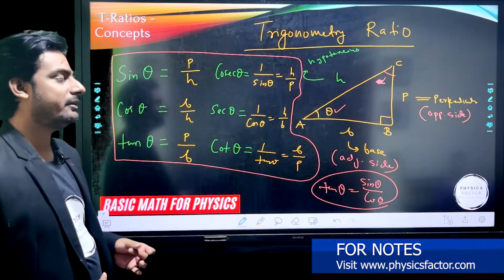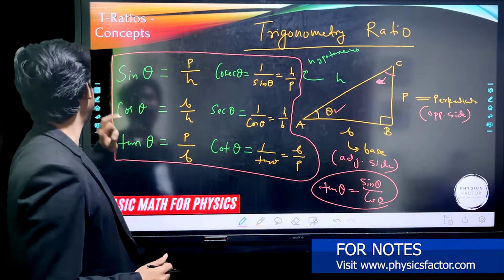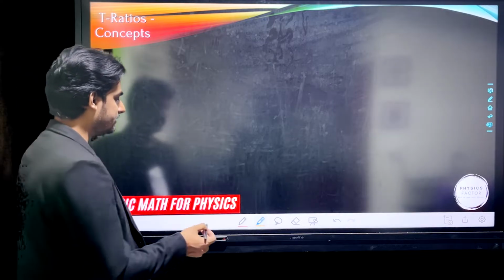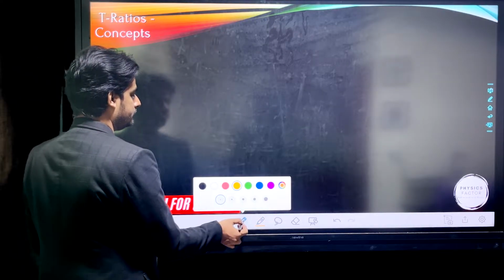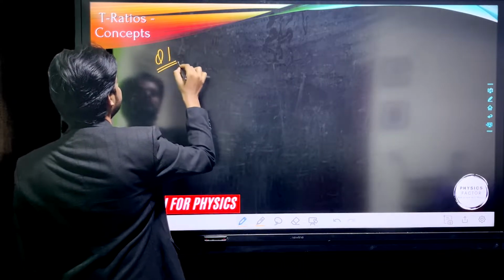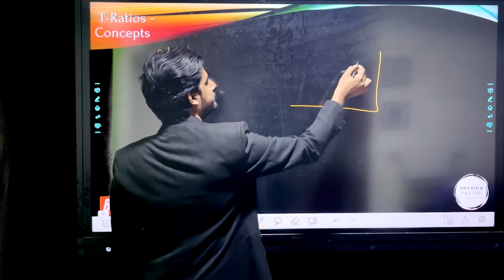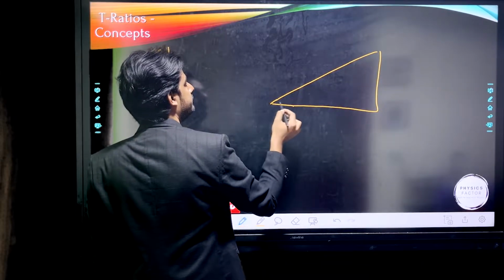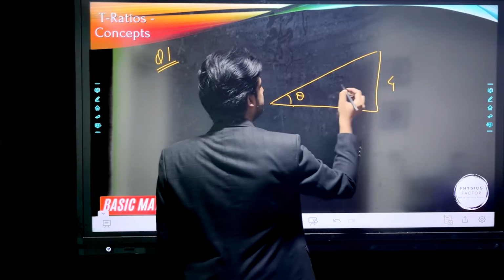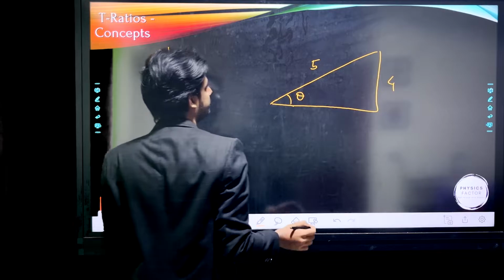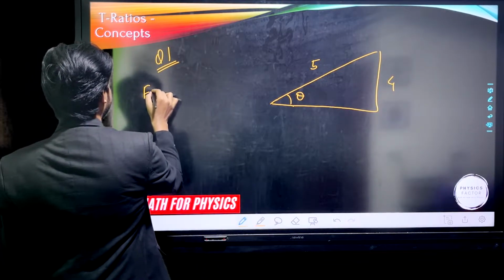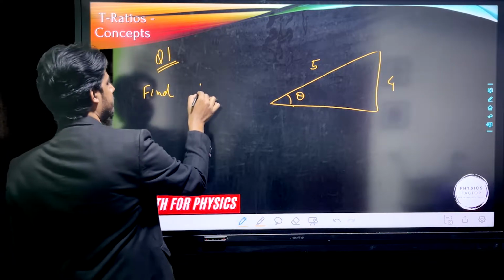Okay, now let's see how the problems are based on this. So let me give you a simple problem first on this ratio. For example, question number 1. There is a triangle, okay, and this theta is given, and this is 4 and this is 5, okay, and then they will ask you to find the following.